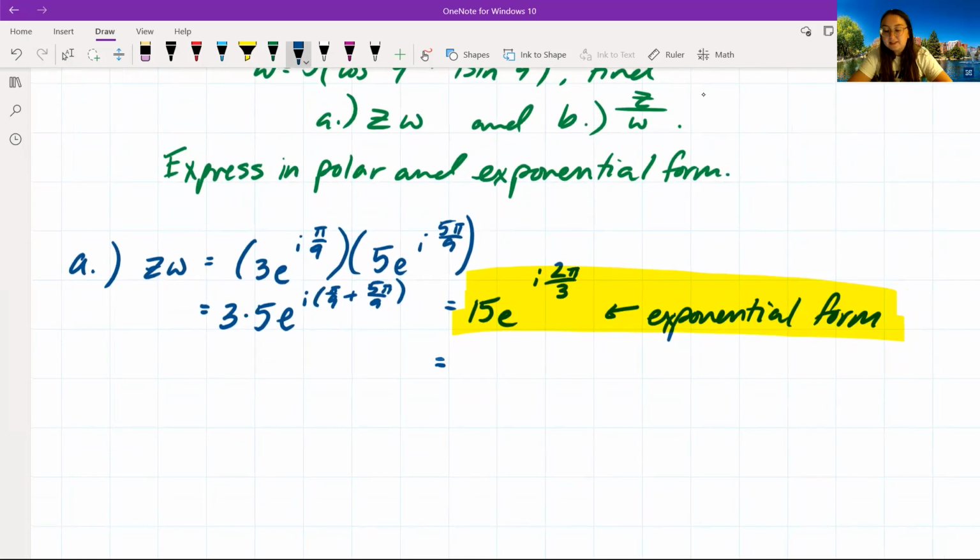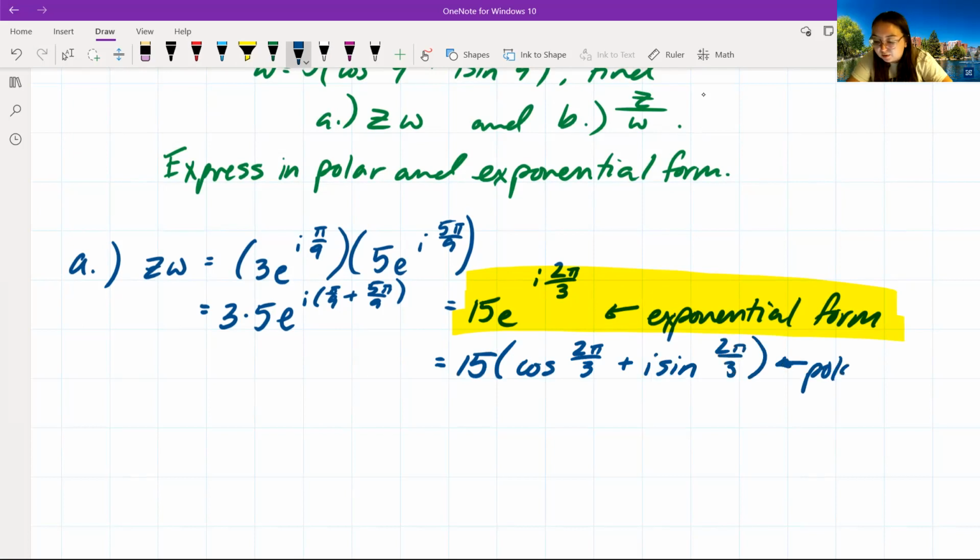Very easily, we see that our value of r is 15. Our theta value is 2 pi over 3. So we plug that in fairly easily to get r times, remember, cosine of theta, so cosine of 2 pi over 3, plus i times sine of 2 pi over 3. And this here is our polar form.